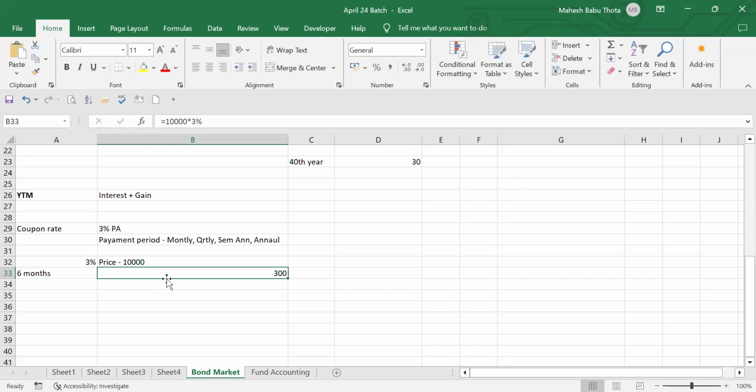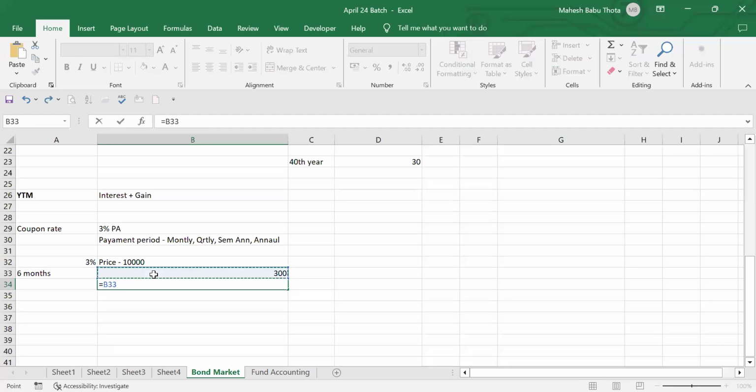This is 300 for 1 year. I need to get it for 6 months. So what I'll do is divide this interest amount by 2, or we can say multiply by 6 by 12 also.